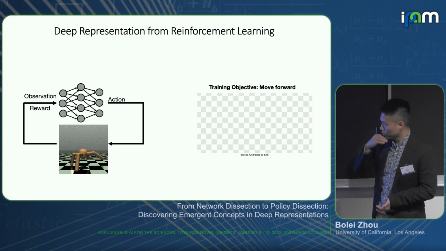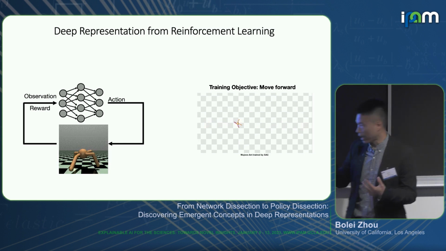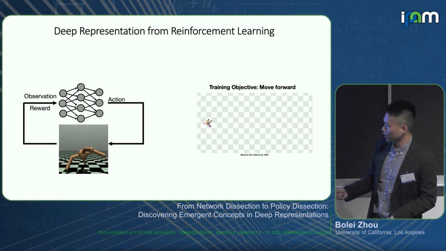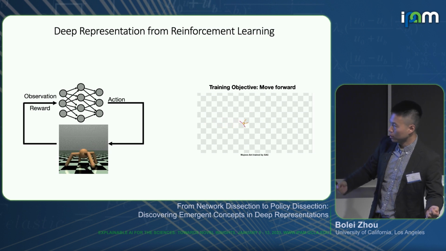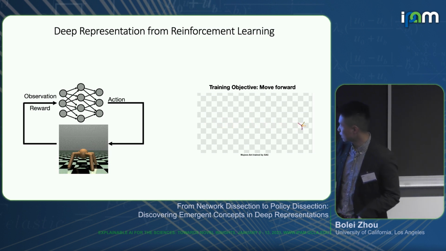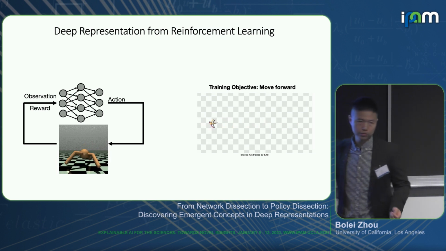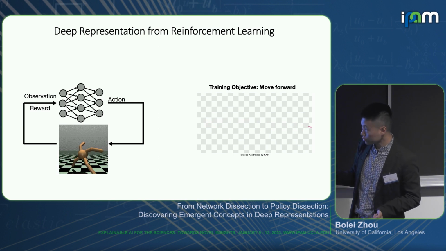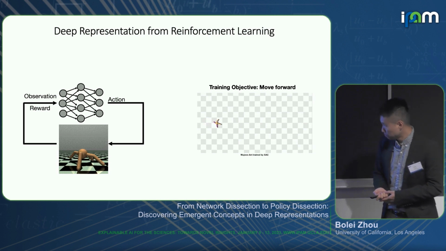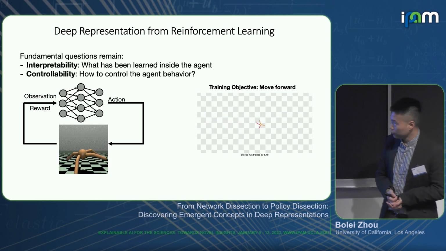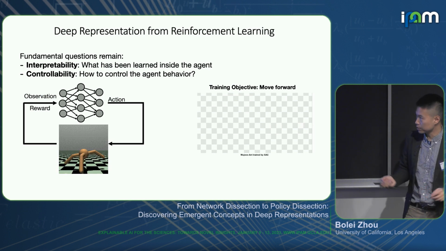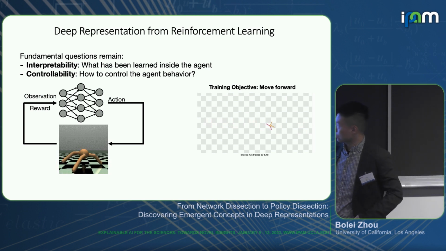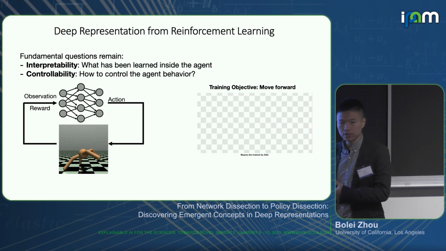So here we just have a very simple training task. The training objective is just to move forward. If the agent knows how to maneuver its legs and move forward, then it gets positive rewards. After some training, we have this agent that can move forward very nicely, right? But we still have some fundamental questions. First is about the interpretability of this reinforcement learning agent. What has been learned inside this autonomous agent?